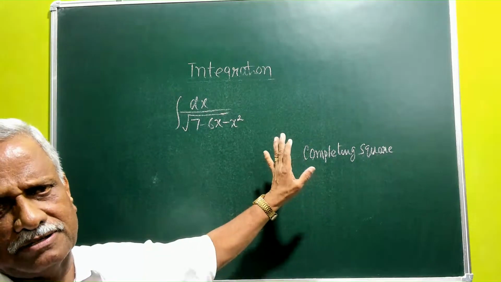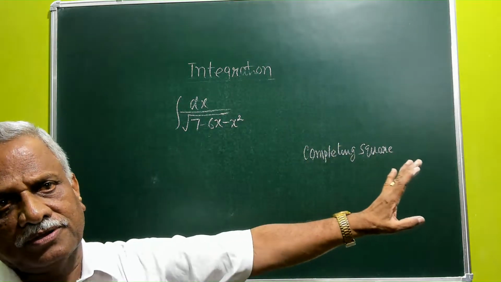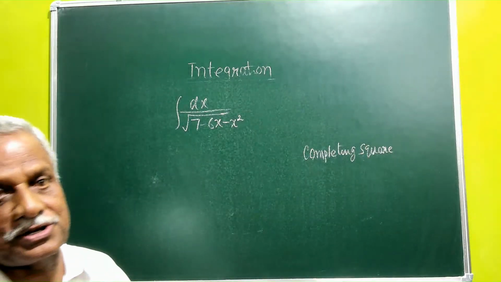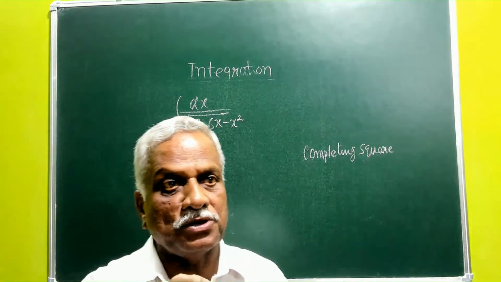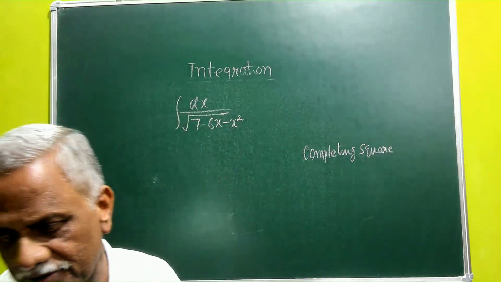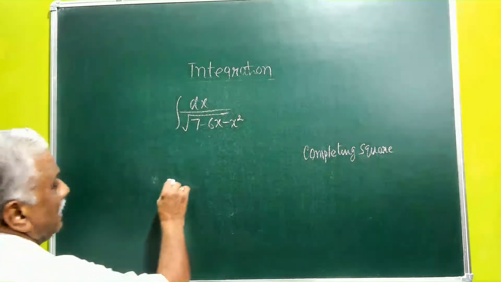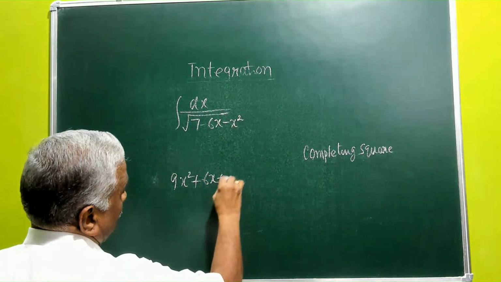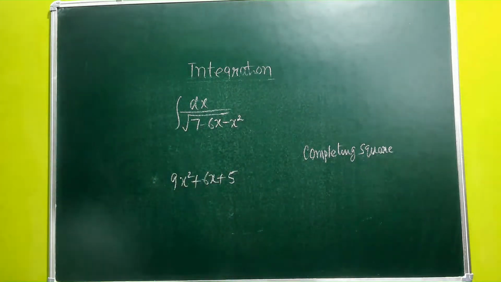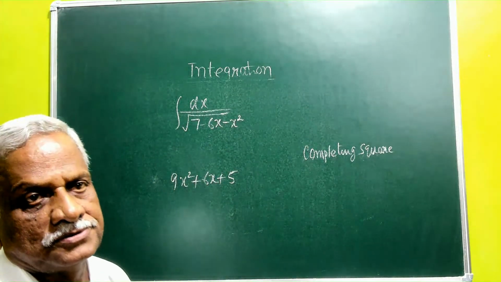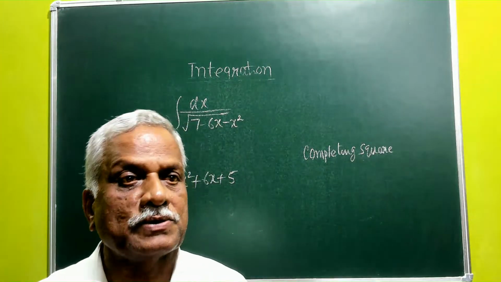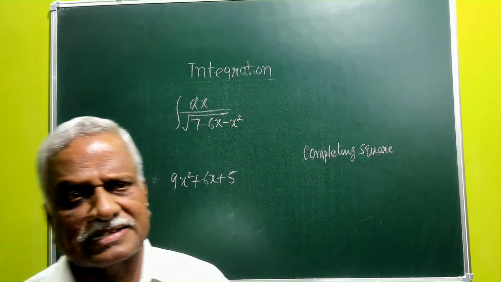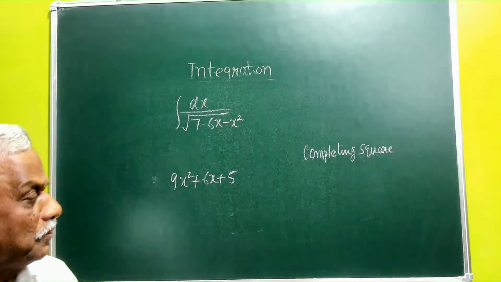So I'll work 1 or 2 problems extra, after working this problem or before working this problem, only just to teach you how to complete the square. Let's go for one problem. 9x square plus 6x plus 5. So the method is, you have to complete the square and use the formula dx over a square plus x square, or any suitable formula you can use.